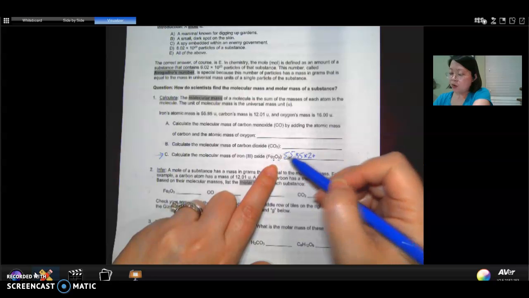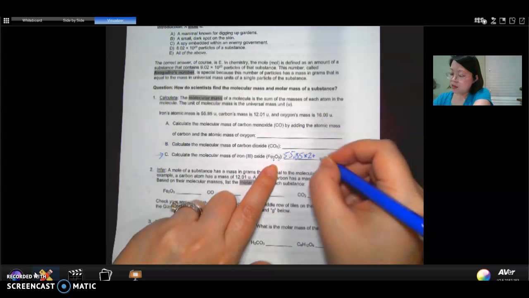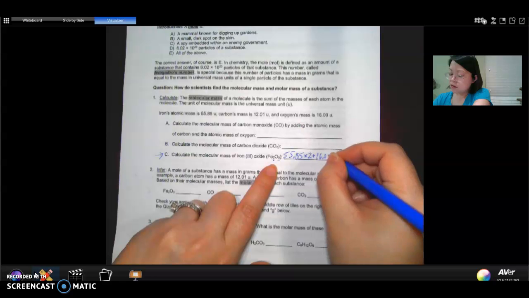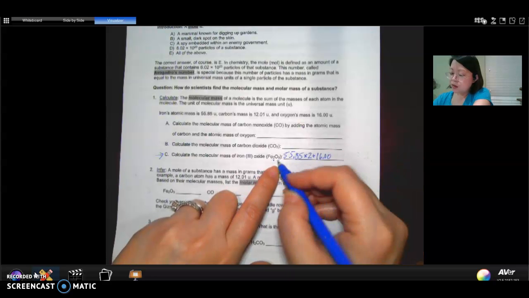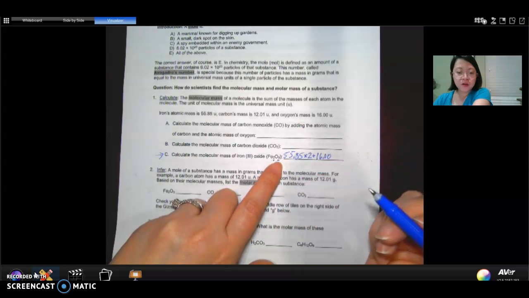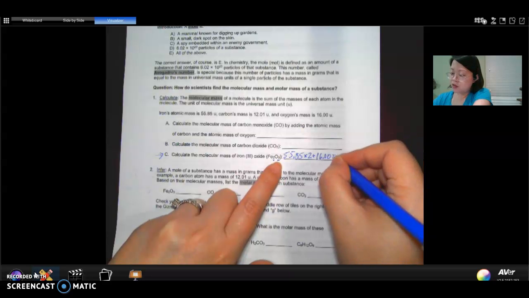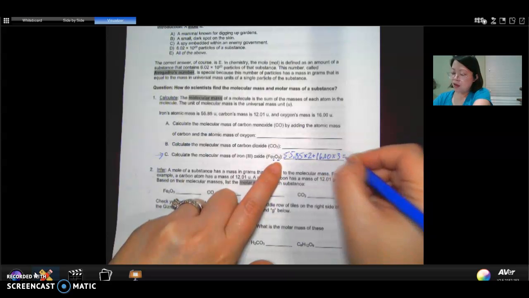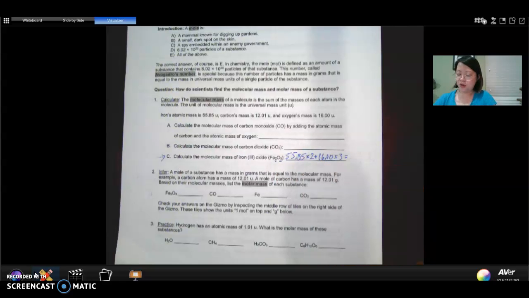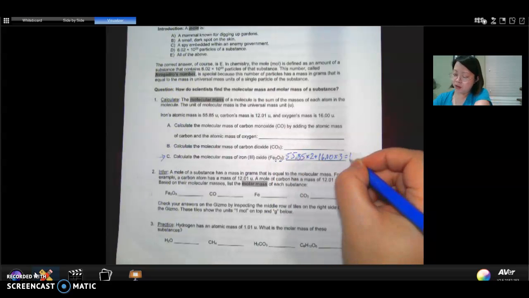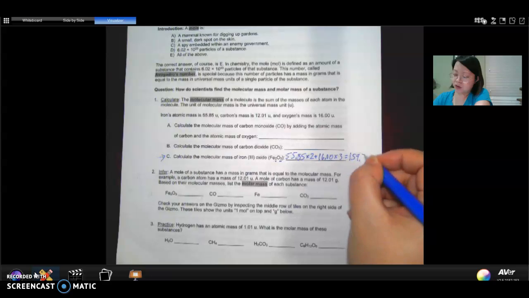mass. Anyway, for oxygen, it has a mass of 16.00, but according to the formula, we've got 3 for our subscript. So multiplying that times 3, when we do this entire calculation, we end up with 159.7 u's.